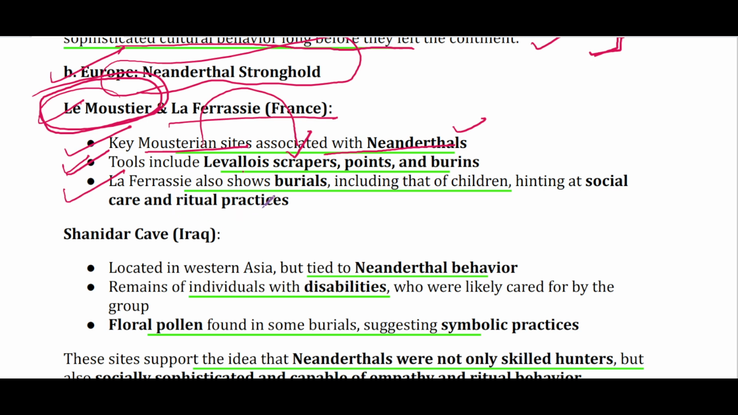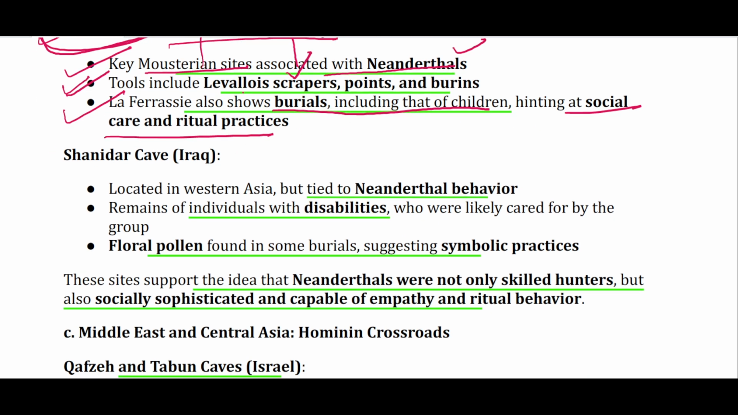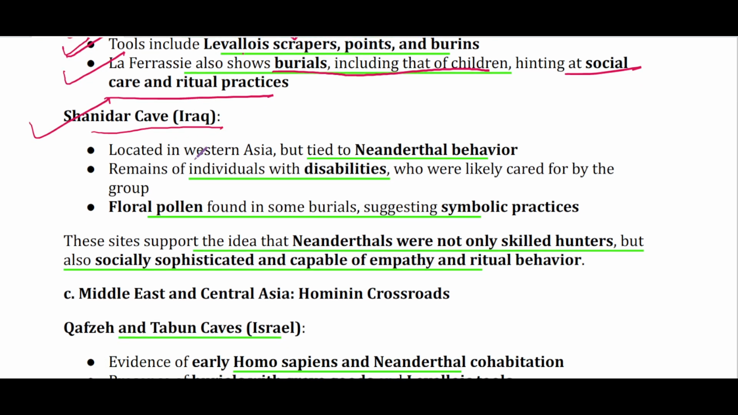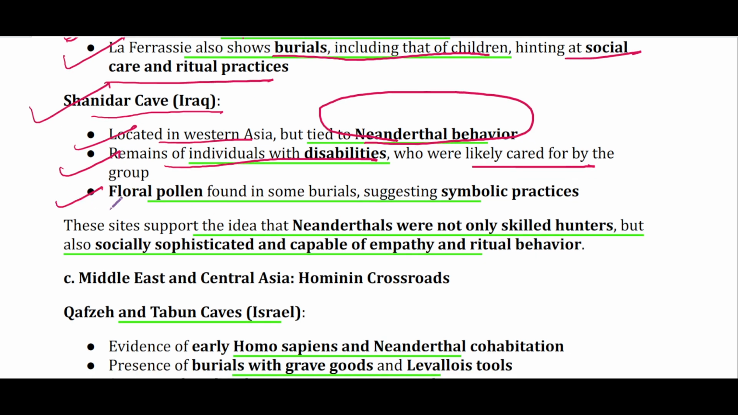Then the La Farazi, it also showed burials with that of children, which might suggest social care and ritual practices. Then the Shanida cave in Iraq. So it is located in Western Asia, but it is associated with the Neanderthals. Here, the remains of individuals with disabilities were found, which suggests that they were likely cared for by the group. And in some site, there were floral pollen, which suggests symbolic burial practices or the beginning of burial practices.